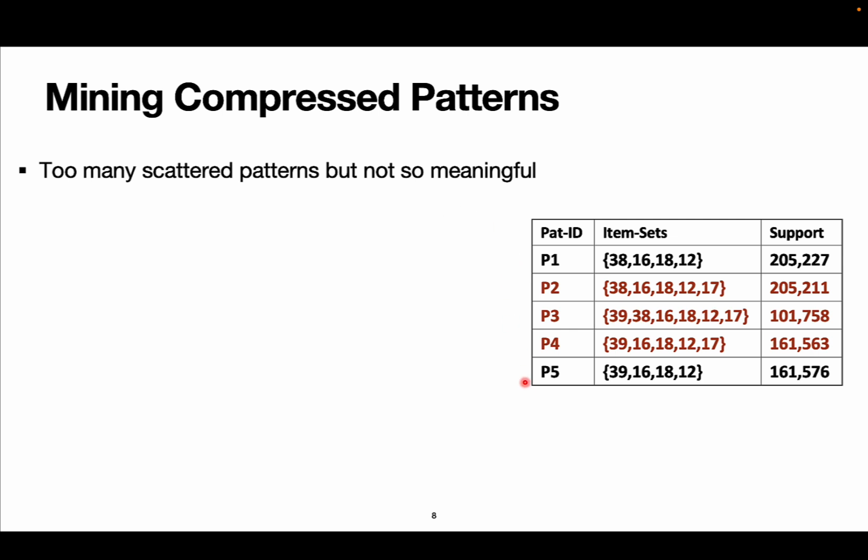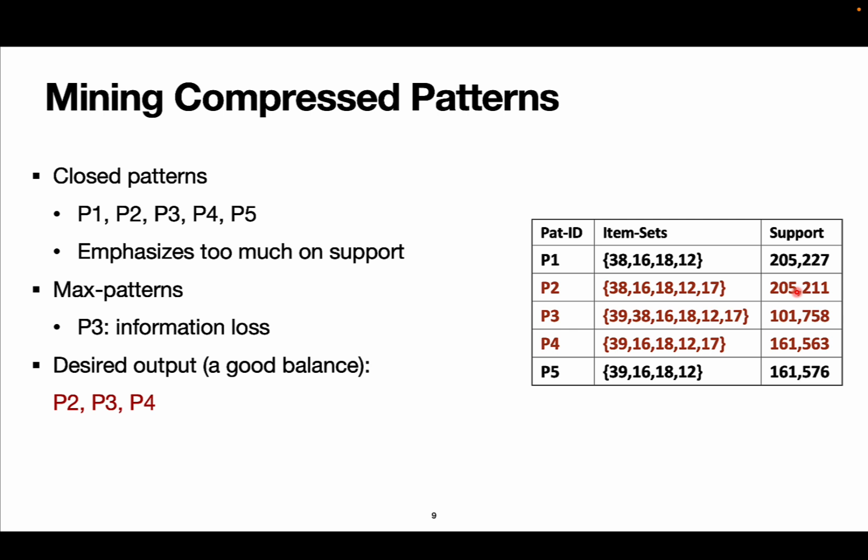If you take a look at this table, we have 5 patterns. Pattern 1 and pattern 2 are almost identical with the exception of 17, and they have very close support. Do we need to report both patterns, or how do we deal with that? Next, we are going to discuss a few solutions.